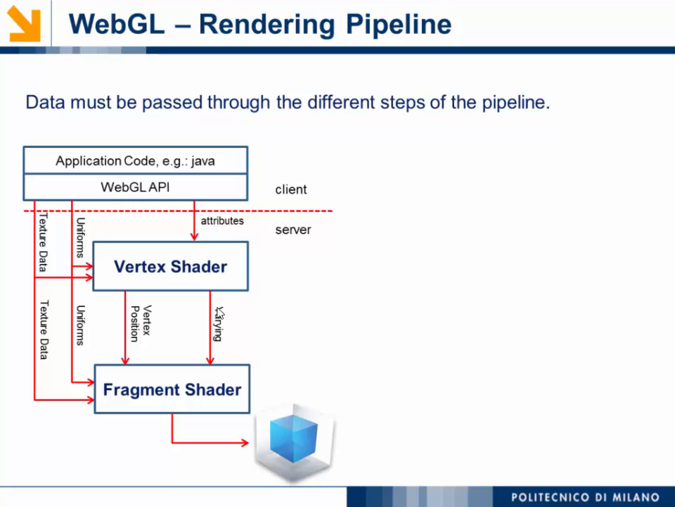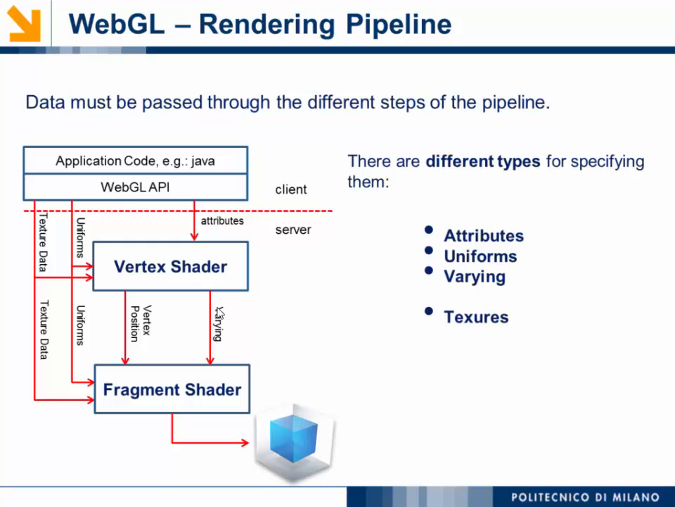Of course, we need to send the data that we want to use for the visualization through the different steps of the pipeline. So, for this, there are different types that specify which kind of data we are sending and where we are sending them. We have attributes, uniforms, varyings, and another type, which are the textures.